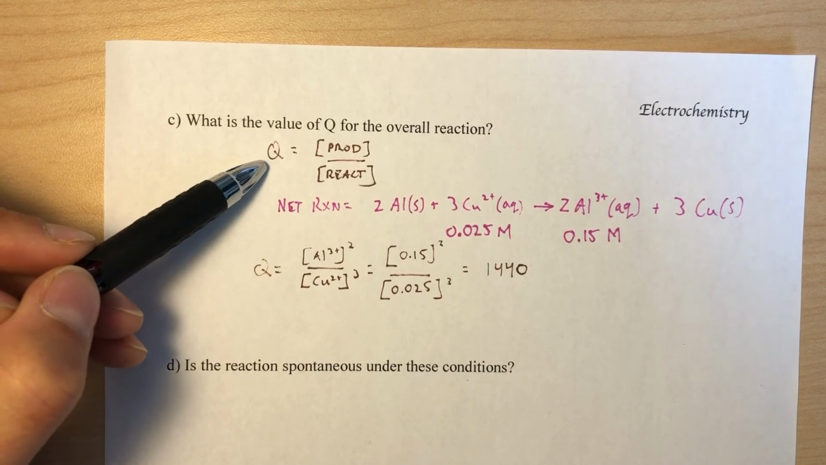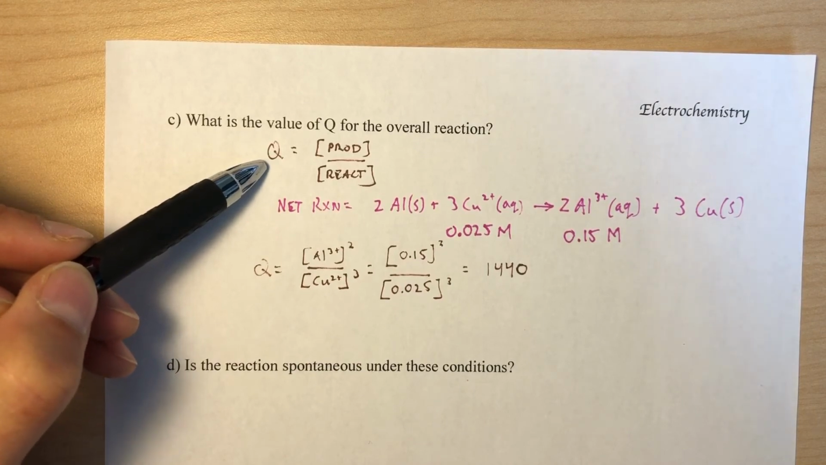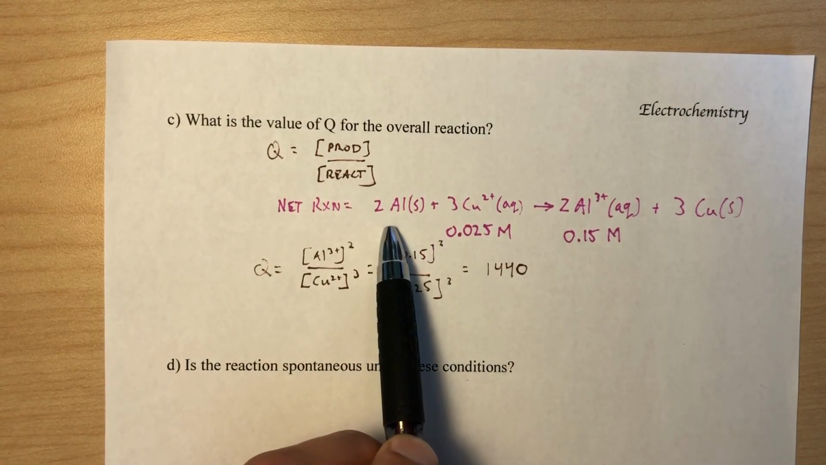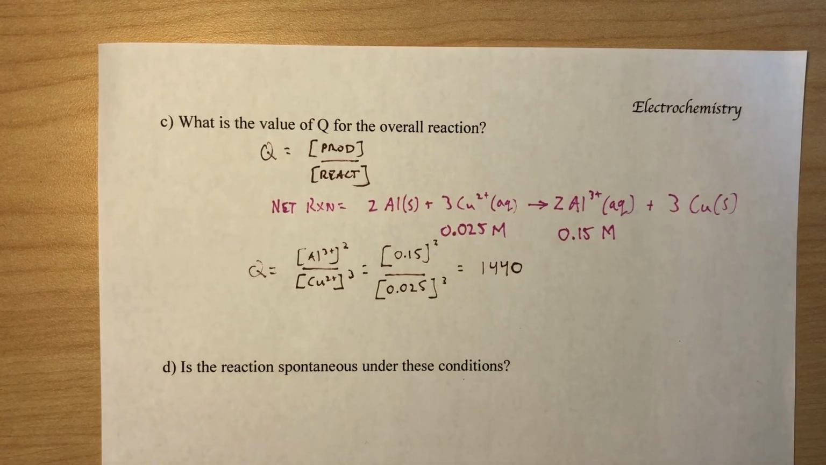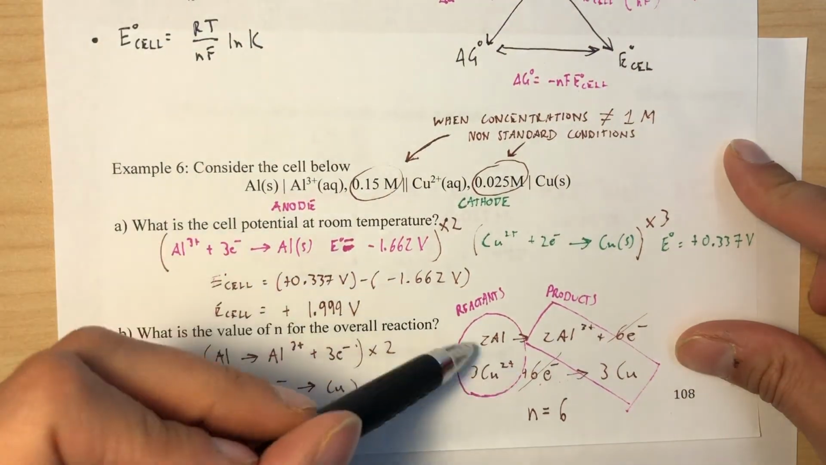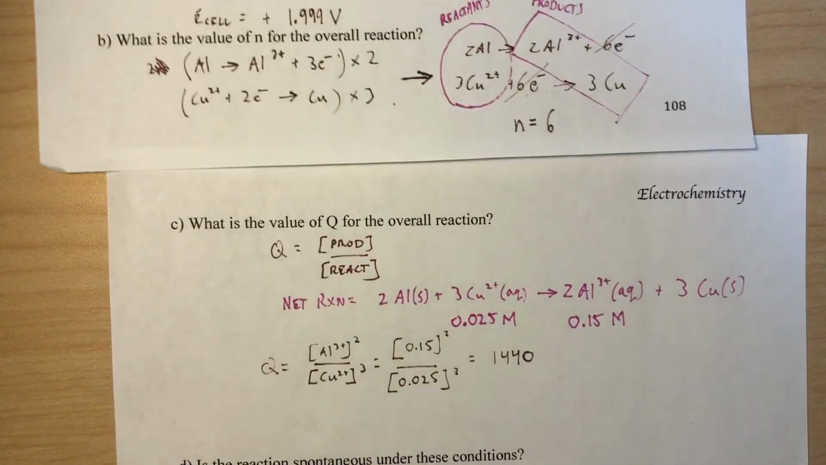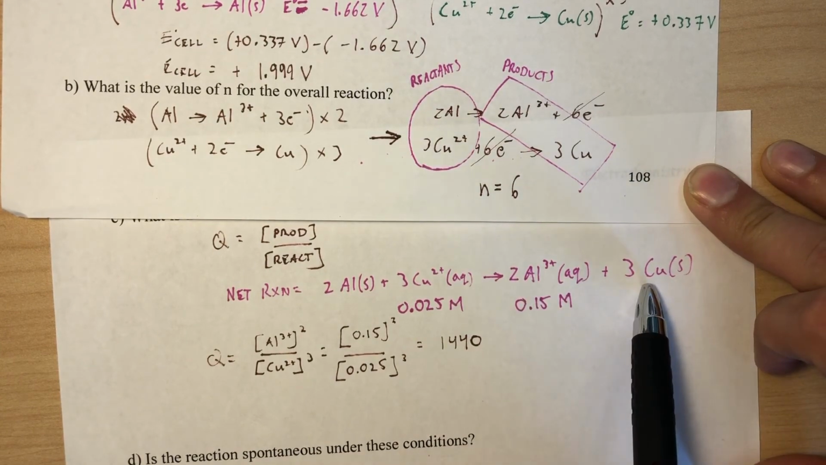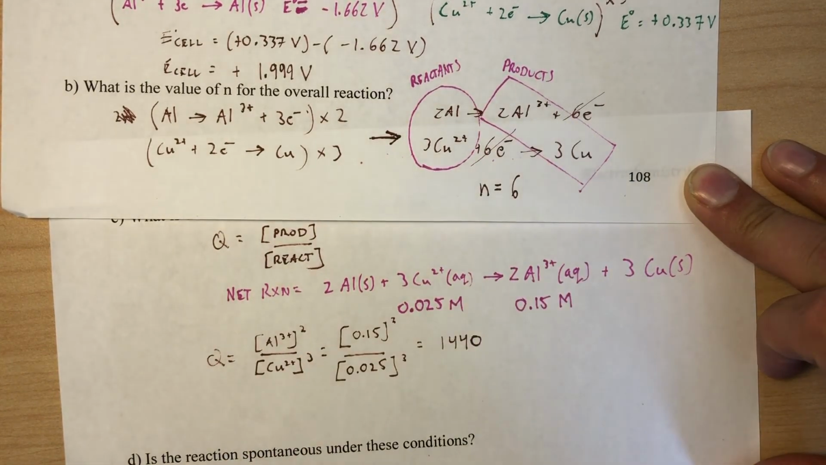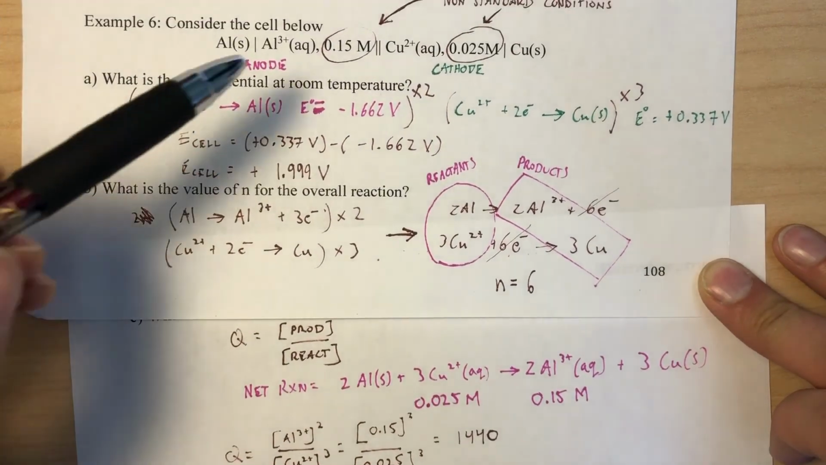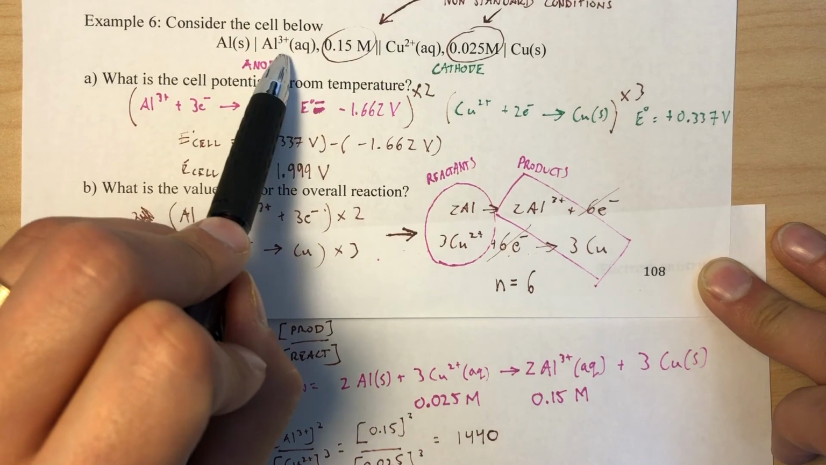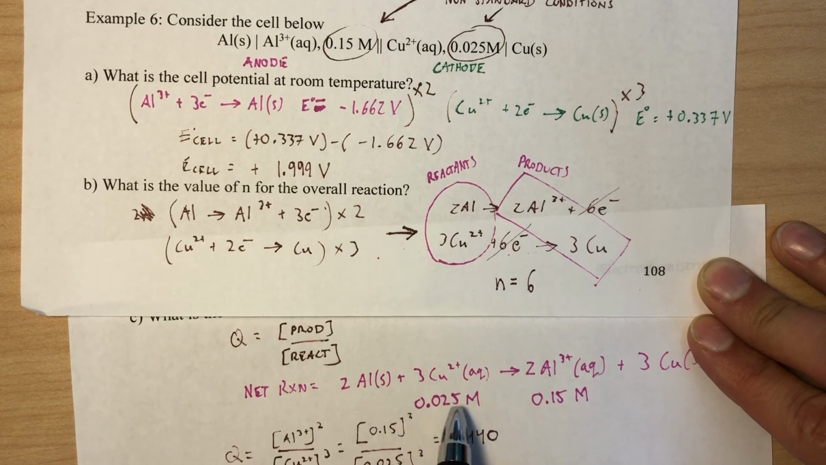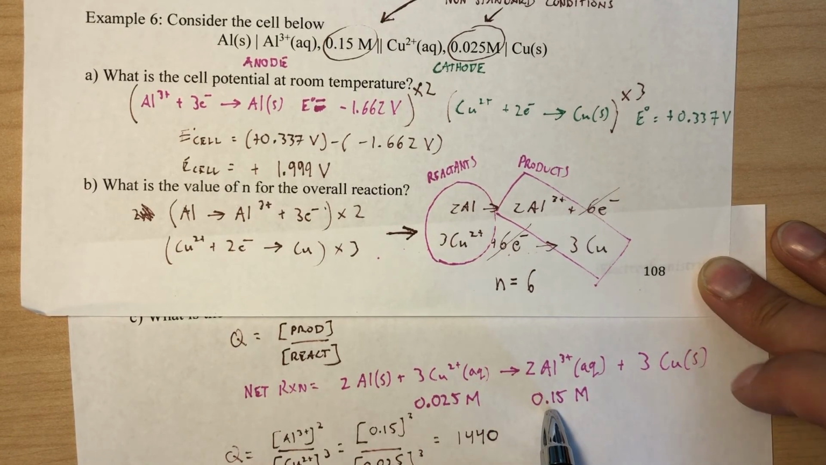So Q is always going to be equal to our concentration of products over reactants. The net reaction that we just figured out has as reactants 2 equivalents of aluminum solid reacting with 3 equivalents of copper 2 plus. That's what we figured out here. And then those create our products, 2 equivalents of aluminum 3 plus and 3 equivalents of copper 0, which are here. Provided in the problem are 2 concentrations, 1 for aluminum 3 plus and 1 for copper 2 plus. So we can put those concentrations right underneath the 2 compounds that are actually in solution.